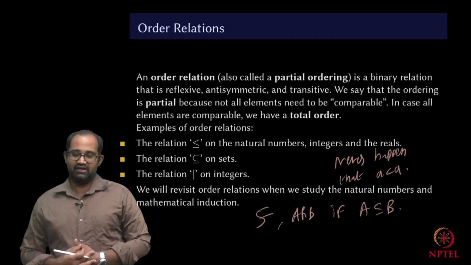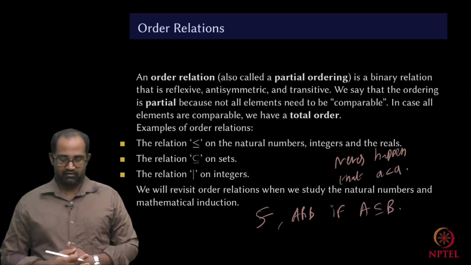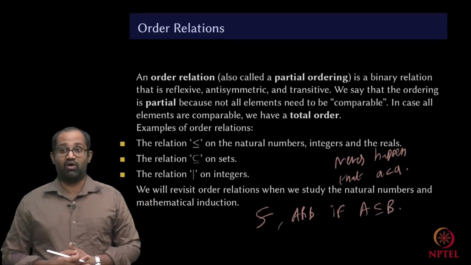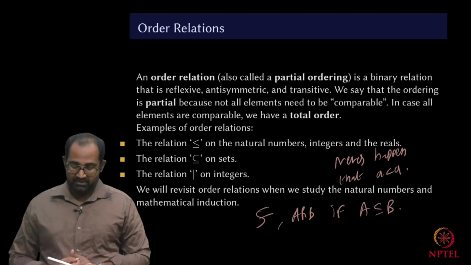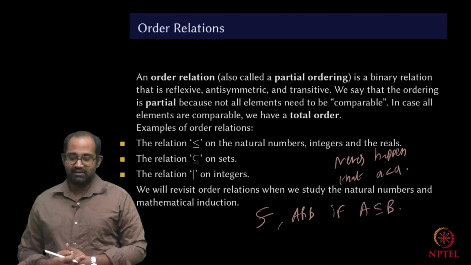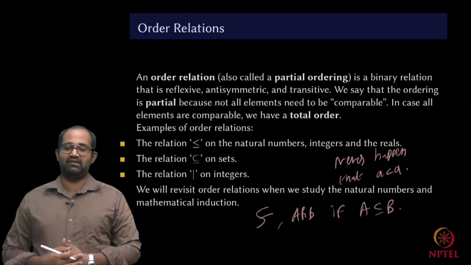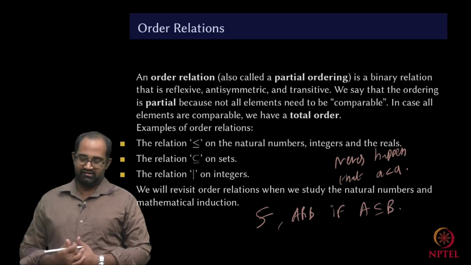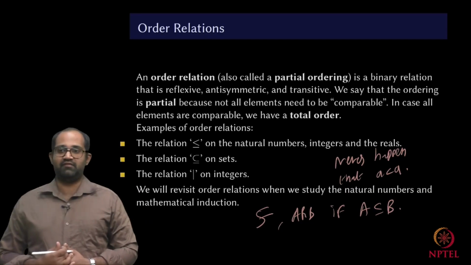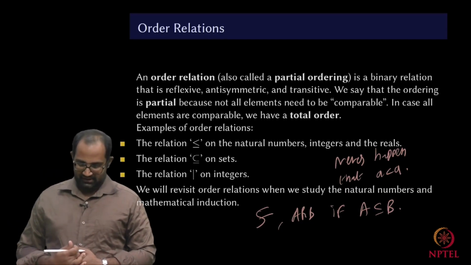Now, clearly this relation is reflexive. A is always a subset of itself, and it is antisymmetric, because A subset of B and B subset of A automatically means A equal to B. In fact, this is the standard way by which you prove two sets are equal. And finally, transitivity is rather obvious in this relation.